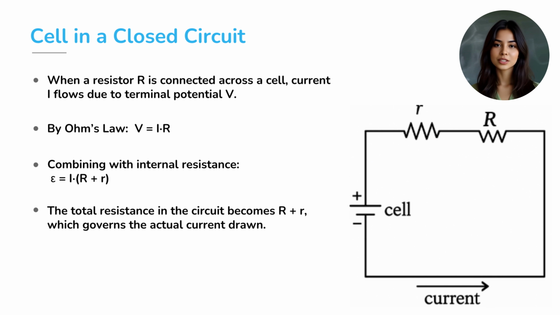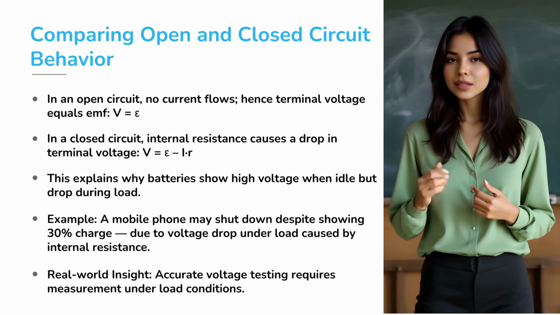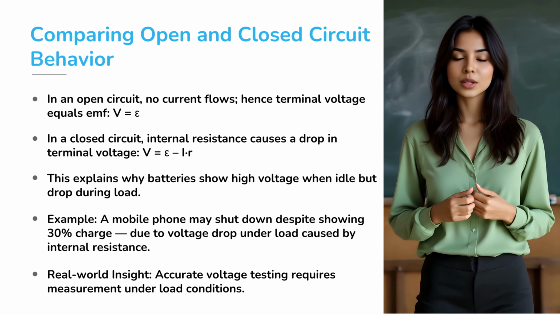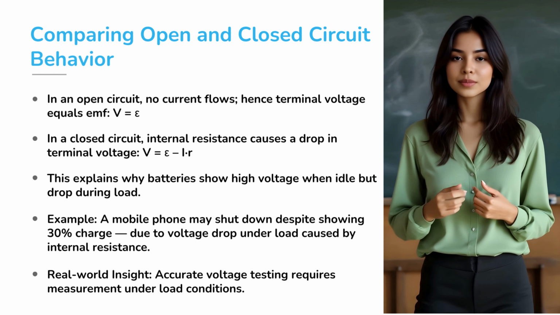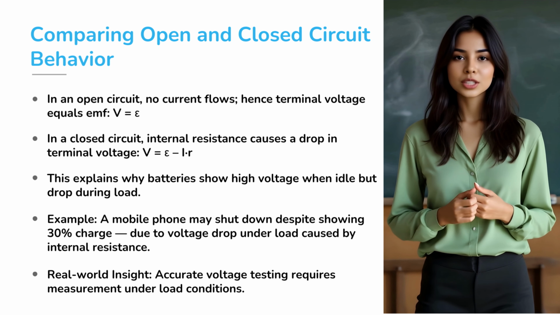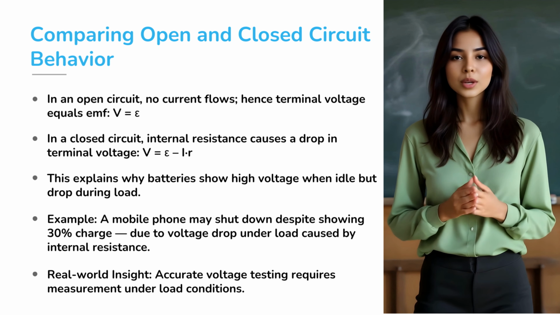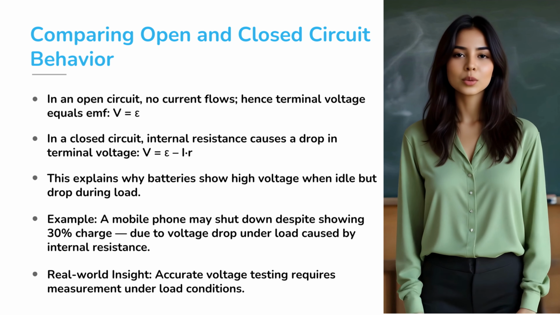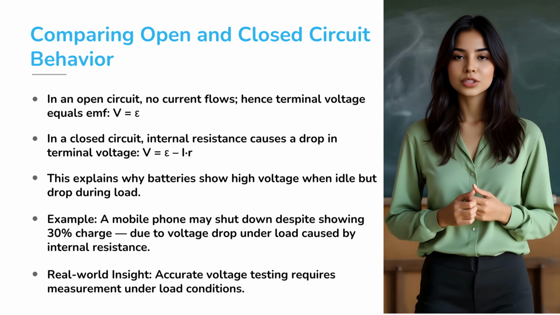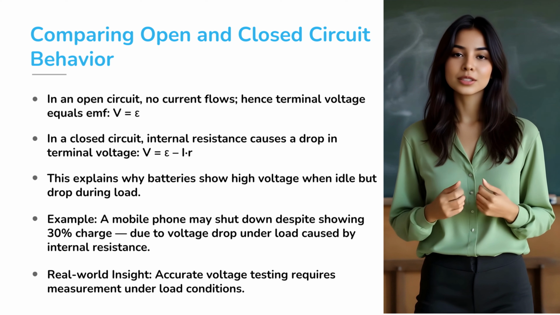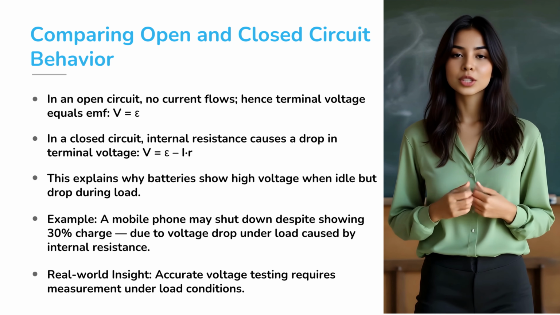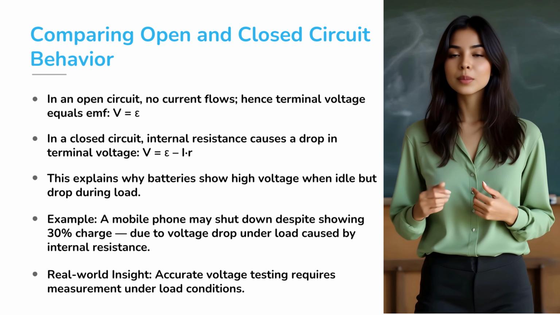So, the total resistance in the circuit is the sum of R and r, and this determines the actual current flowing. Let's compare two cases, when the circuit is open and when it is closed. In an open circuit, nothing is connected and no current flows. So, the terminal voltage equals the EMF, V is equal to epsilon. In a closed circuit, where current is flowing, some energy is lost due to internal resistance. Now, the terminal voltage becomes V is equal to epsilon minus I times r.